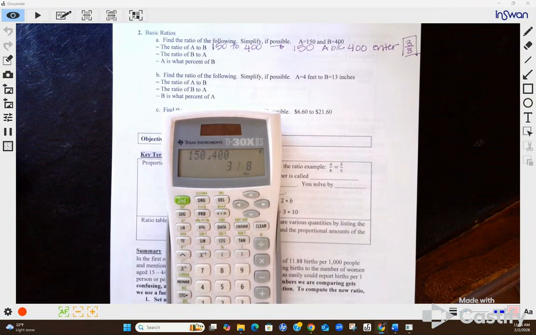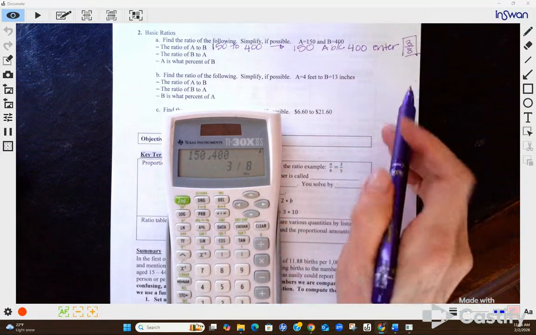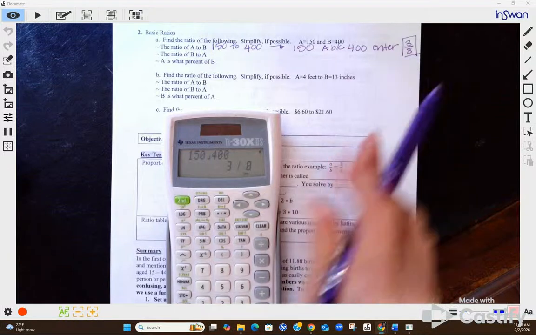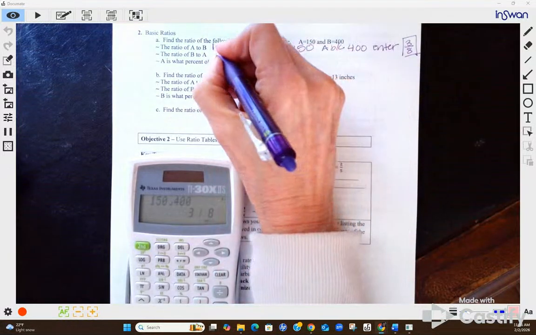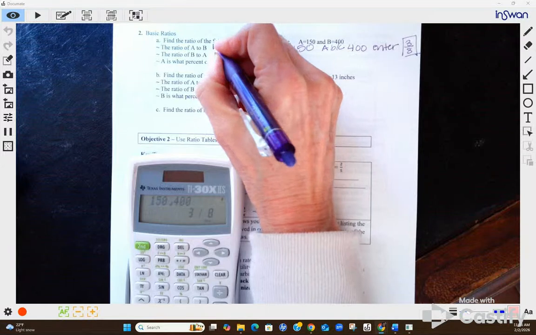All right, now the good news is that if they're switching it from A to B to B to A, well, the numbers are just being reversed. So if I have the answer for A to B, then for B to A, I just have to flip it over to get 8/3.